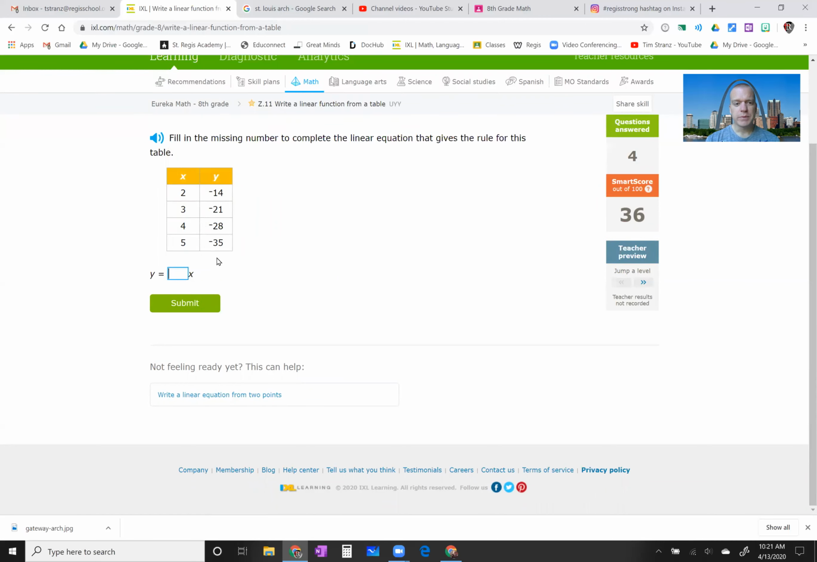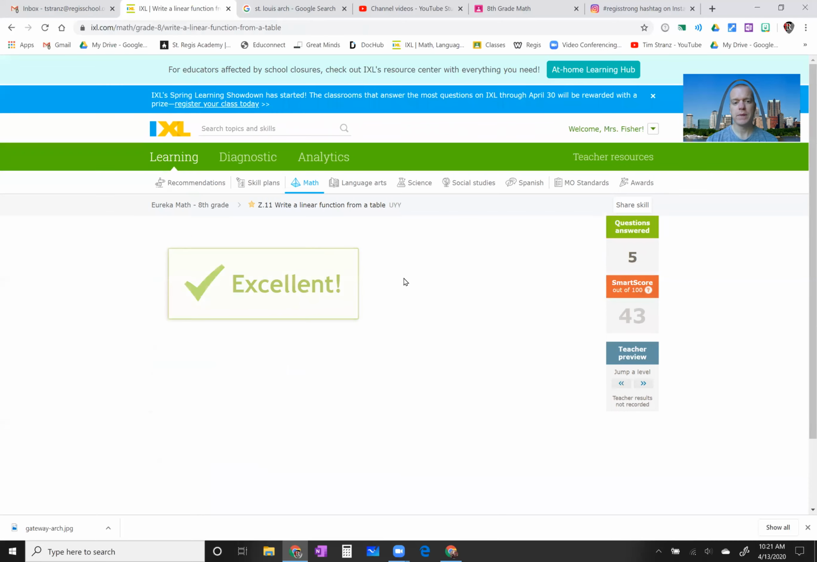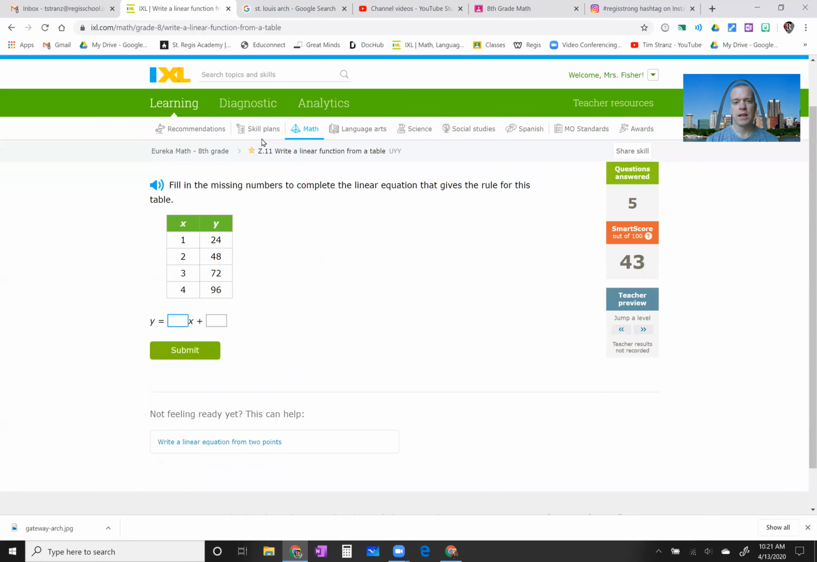Y equals something times x. So your y's here equal something times these numbers. So 2 times what is going to give you negative 14? Well, negative 7. 3 times negative 7, 4 times negative 7, 5 times negative 7. Okay, pretty simple. Let's look at your last skill plan that I want you to complete.